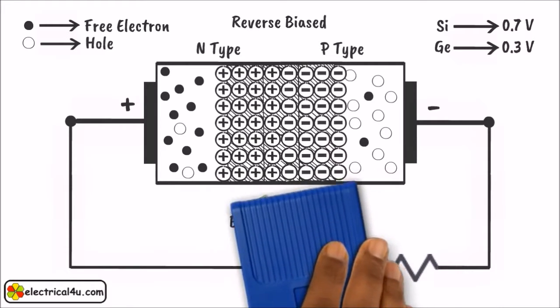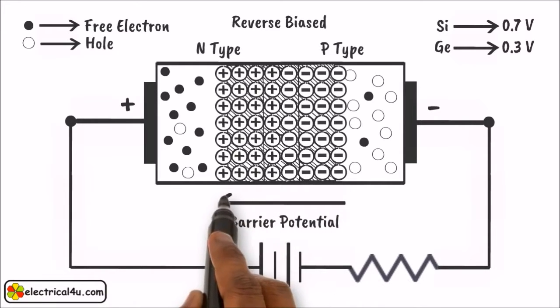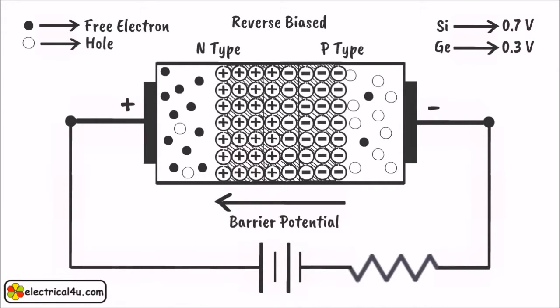In this situation, the current does not flow through the diode. This is because free electrons in the N-type region and holes in the P-type region cannot cross this wide depletion region due to the electrostatic force of the applied reverse voltage.